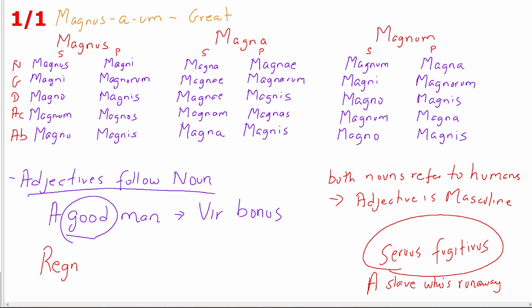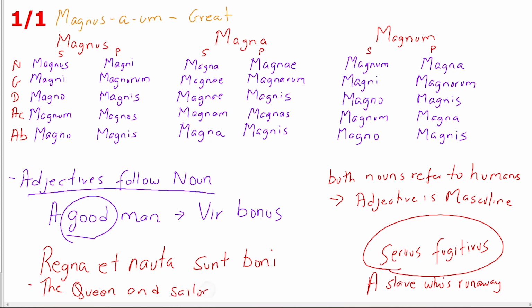Regina et nauta sunt boni, which means the queen and sailor are good.